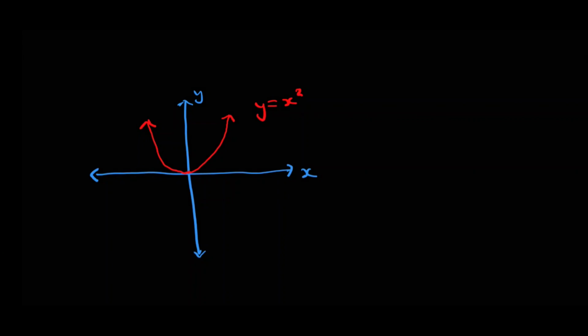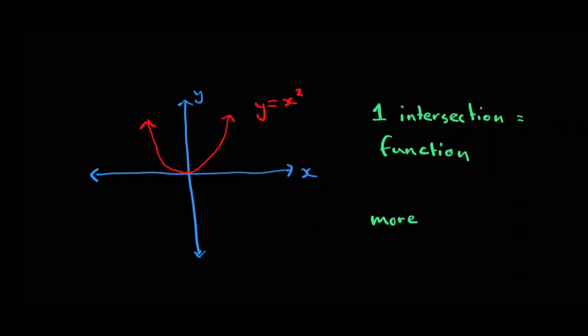Now the vertical line test says that if any vertical line drawn through your graph intersects it only once, it's a function. So if we draw a bunch of vertical lines through y equals x squared and they all only have one intersection with the graph, that means that y equals x squared is a function.